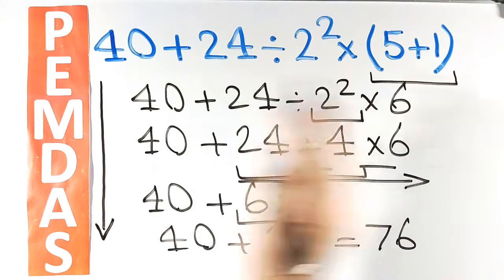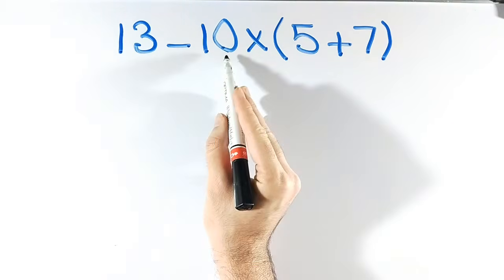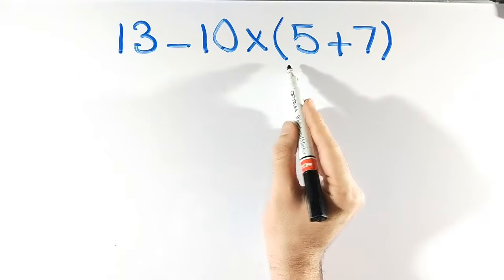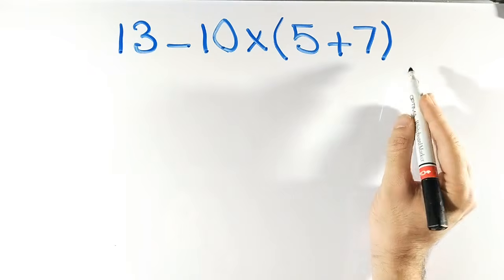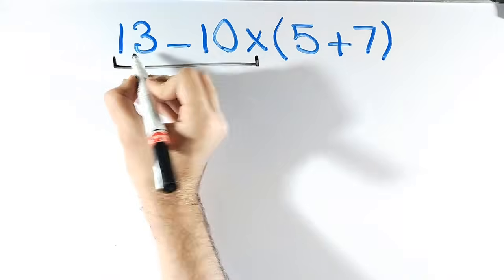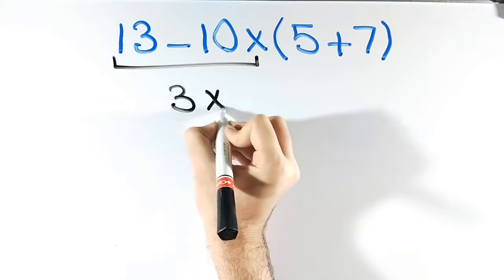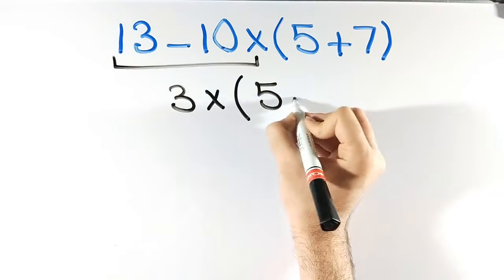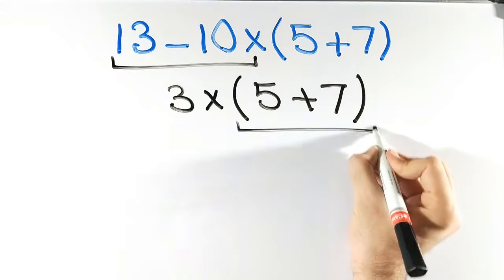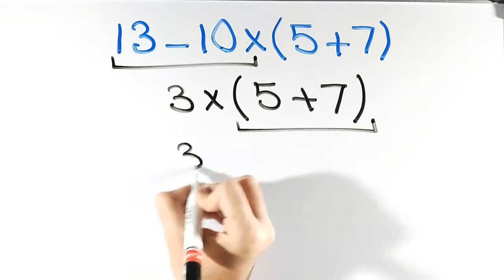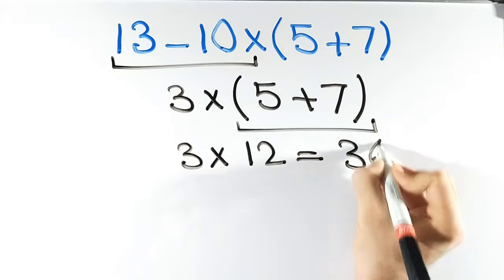Alright, now let's solve the final math question together. What is the value of the expression 13 minus 10 multiplied by open parentheses 5 plus 7 close parentheses? Many people when solving this question first go for the subtraction between 13 and 10. And instead of this expression, they write 3 multiplied by open parentheses 5 plus 7 close parentheses. Then they go to the expression inside the parentheses and write this expression as 3 multiplied by 12, which finally gives them the answer 36.